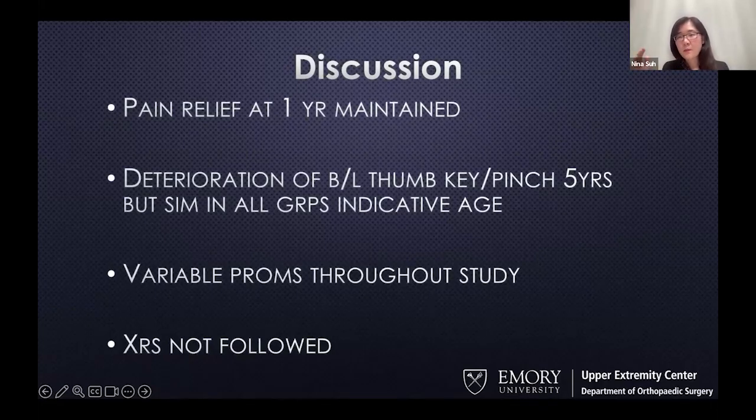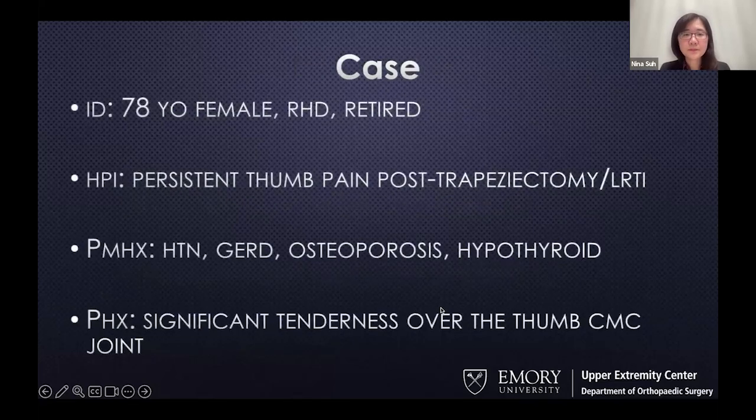So over time, both sides actually kind of equilibrated, perhaps because the other side was also either becoming arthritic or more painful. And then there were variable patient-rated outcomes, but globally they all did relatively well compared to pre-op. They also didn't follow x-rays because they did not feel that subsidence necessarily correlated with clinical symptoms, and they weren't going to obviously revise things on x-rays alone. So they did not actually follow with x-rays.